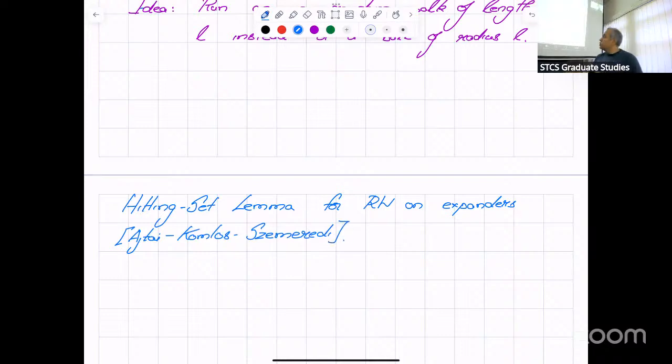I'll state it very generally for a random walk, but eventually we'll apply it only for the random walk on a fixed expander graph.